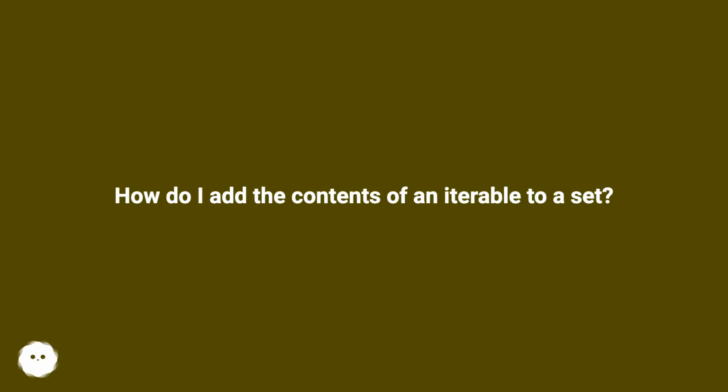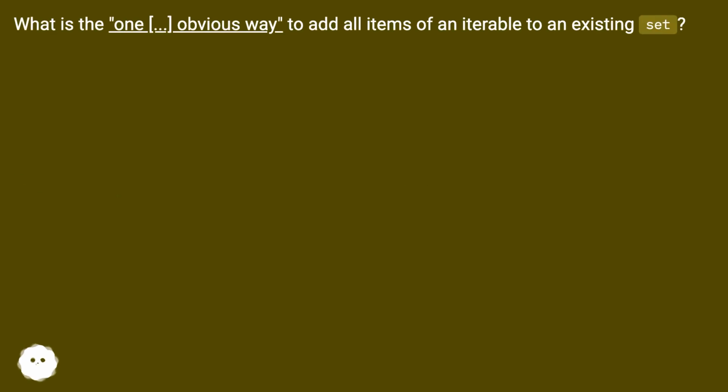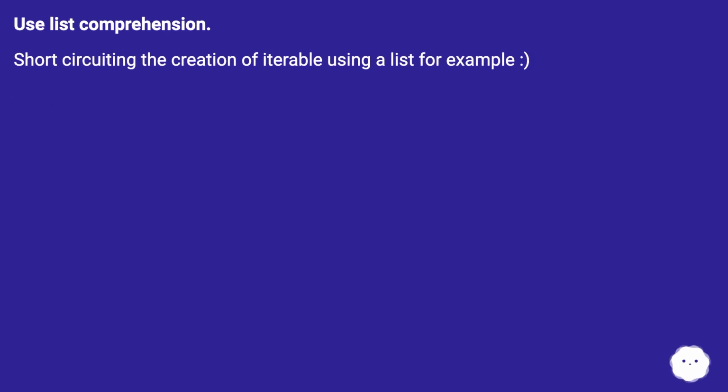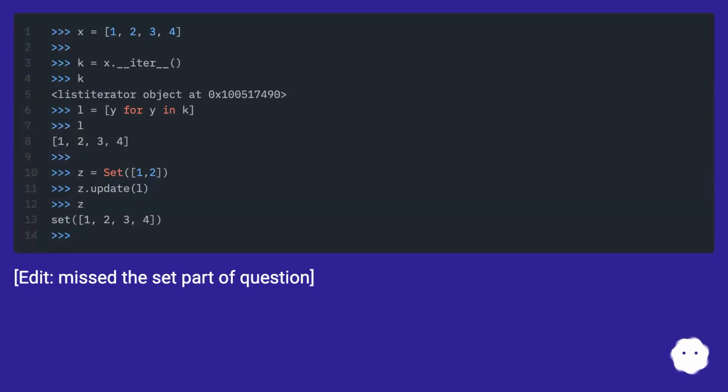How do I add the contents of an iterable to a set? What is the obvious way to add all items of an iterable to an existing set? Use list comprehension. Short-circuiting the creation of an iterable using a list, for example, smiley face. Edit, missed the set part of the question.